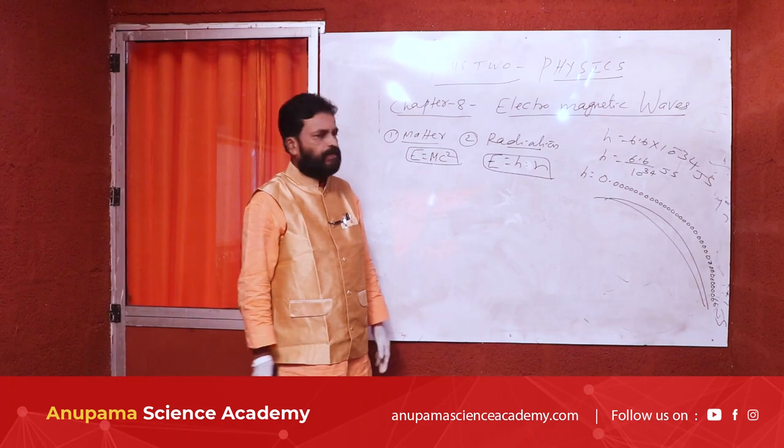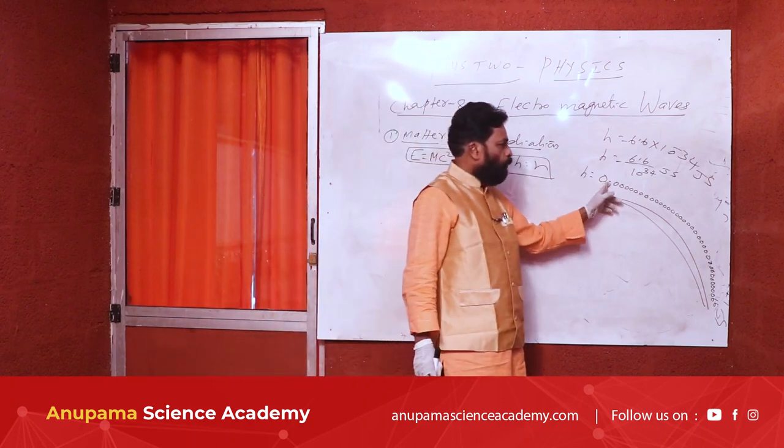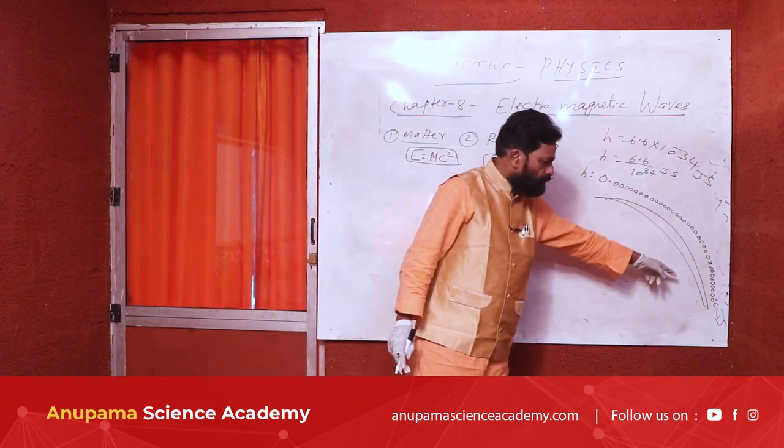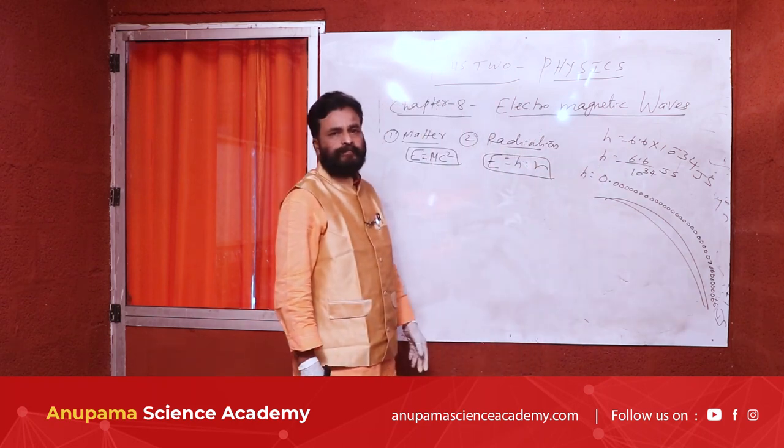This is the value. This much joule seconds. This is the value of Planck's constant, with 33 zeros after the decimal point, then 66 like that.